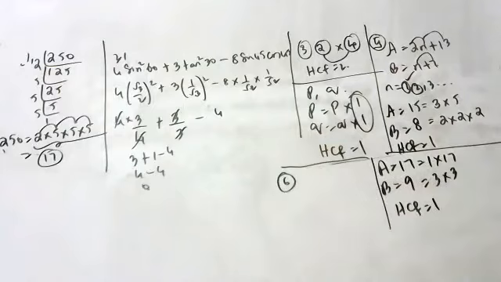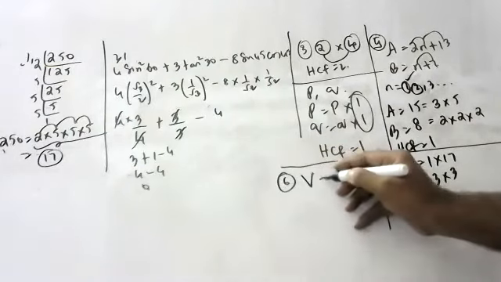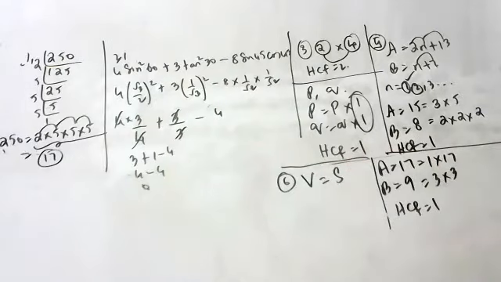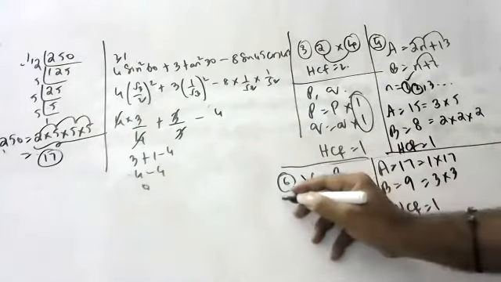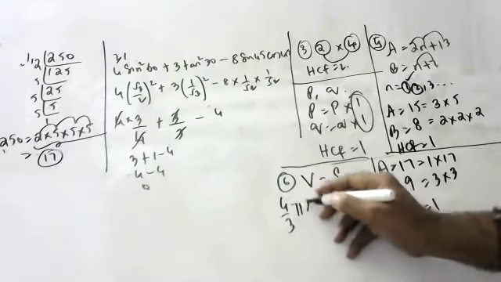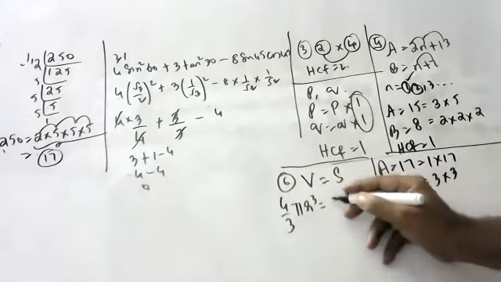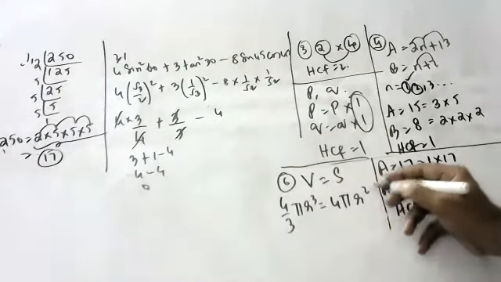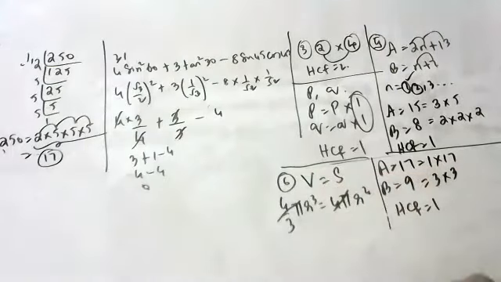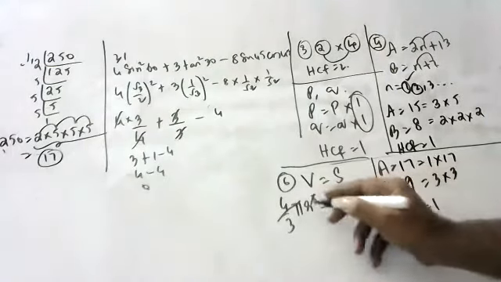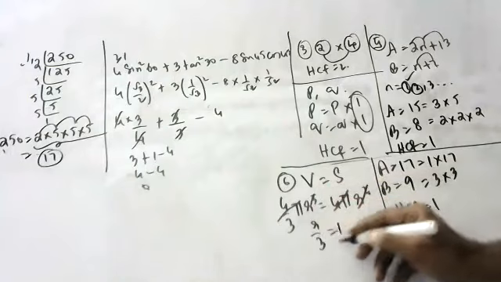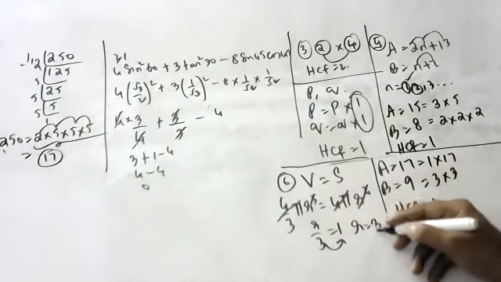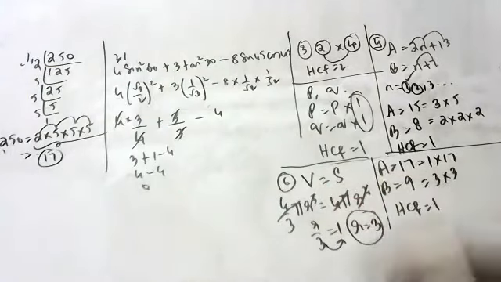Next one, children. Sixth question. The volume and surface area of a sphere are equal. What is the radius? Volume of sphere, 4 by 3 pi r cube, is equal to surface area of sphere, 4 pi r square. 4 pi cancels, and r square with r cube leaves r by 3 equal to 1. R is equal to 3 centimeters.